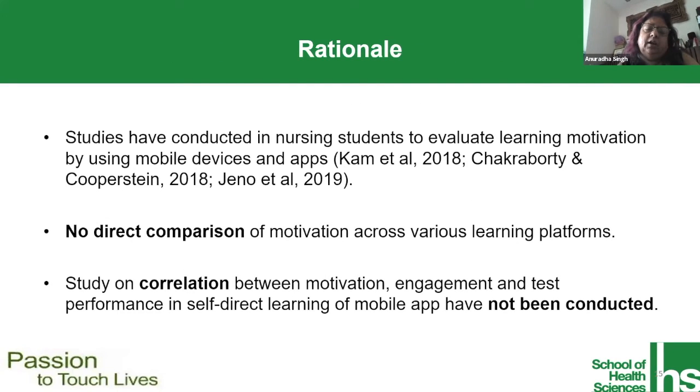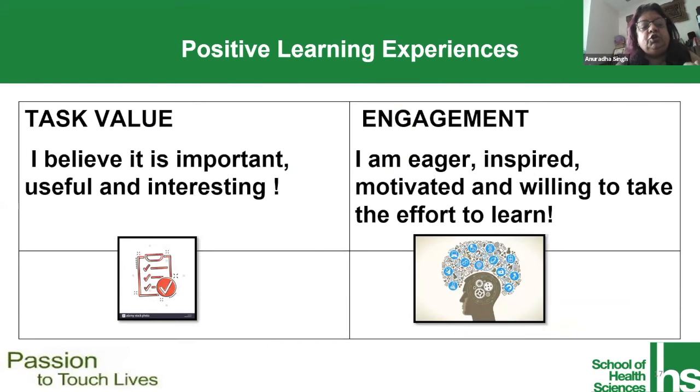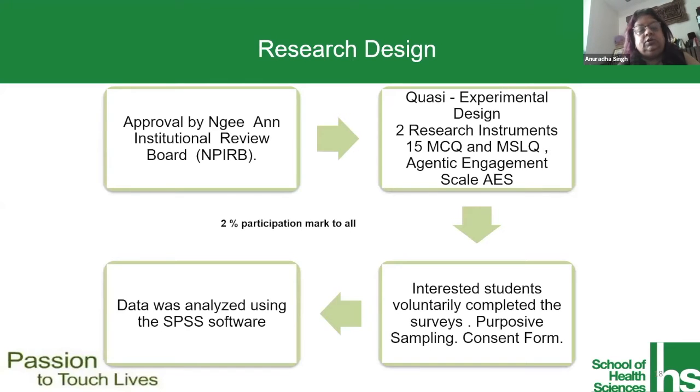Up till now in literature, though mobile devices have been shown to enhance learning, there are very few comparisons across various platforms, and how these issues of motivation and engagement and test performance of students are affected. Students need to be motivated to learn. They need to believe that they can learn and they can do well in the test. And when the test correlates with their beliefs, that is the boost that they get to learning. They need to believe that this is a useful task, this is an interesting task. Only then will they be engaged. So we wanted to check all these student experiences.